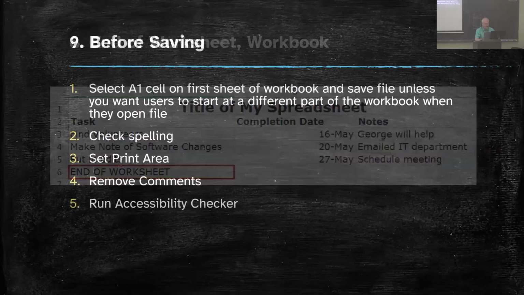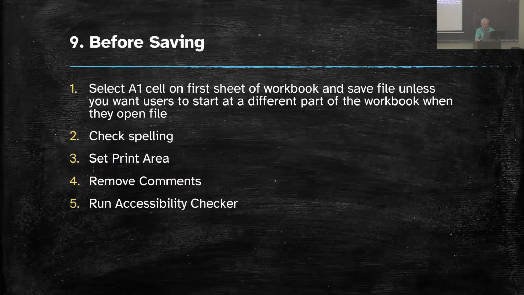This is the last thing of the 9 steps. When you save an Excel file, let's say you're in the middle of worksheet 3, that's where a person will be when they open the file. It's going to be that last cell that you were working on. So it's a nicety to, before you save it, go to the A1 cell in the first worksheet and then save it there, unless you have a real purpose for starting somebody in the middle of a workbook.